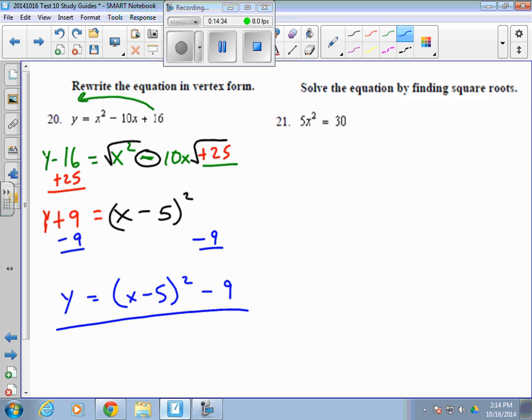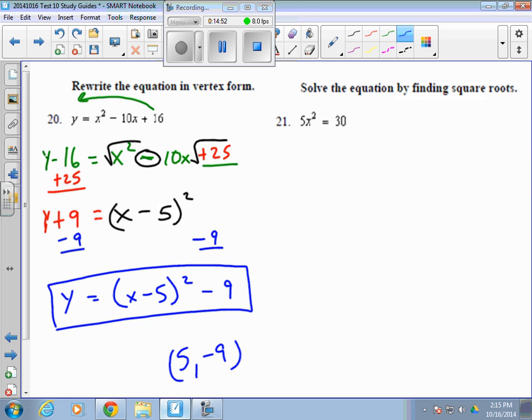That is vertex form. And remember, it doesn't ask you for it in this question, but your vertex is the opposite of what you see in parentheses for x. So instead of negative 5, it would be 5. And it's exactly what you see outside the parentheses for y, negative 9. So 5, negative 9 is what your vertex would be.